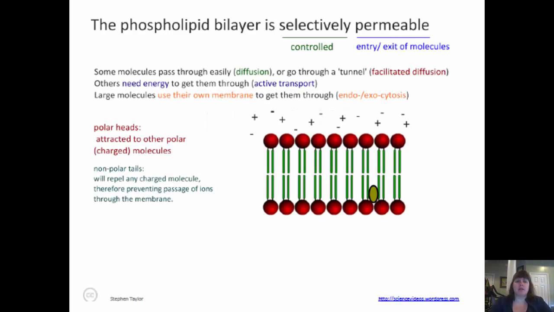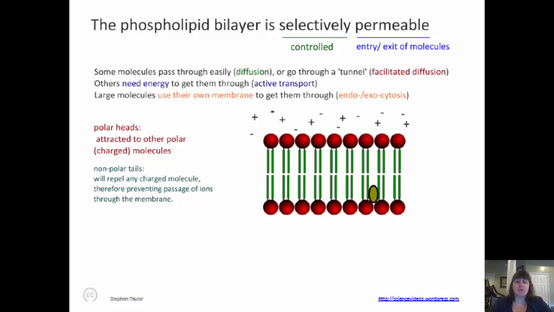So we need to remember that our phospholipid bilayer is selectively permeable. That idea of being selectively means that there's some control, and permeable has to do with the entry and exit of the molecules. So there's a controlled entry and exit of the molecules.